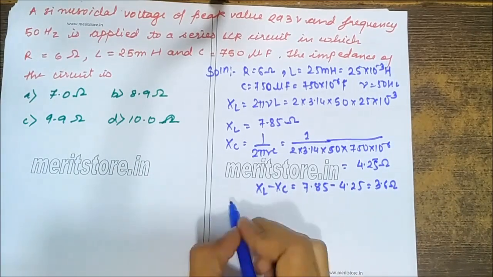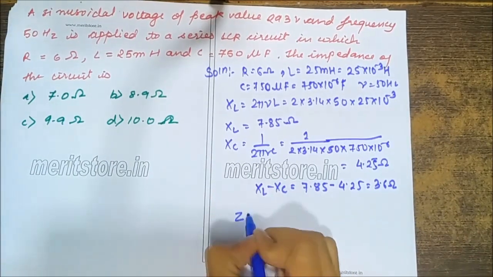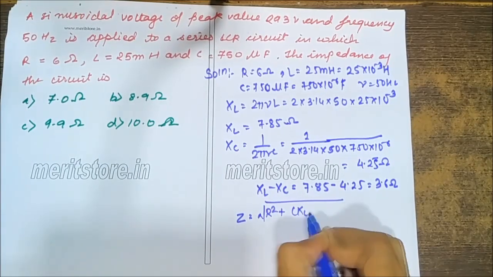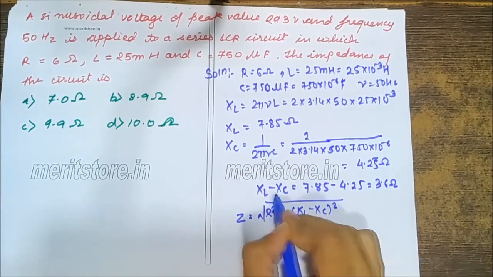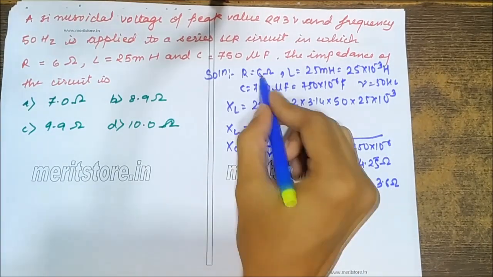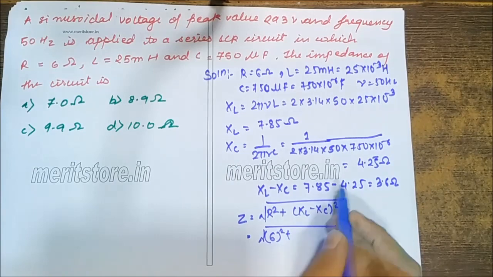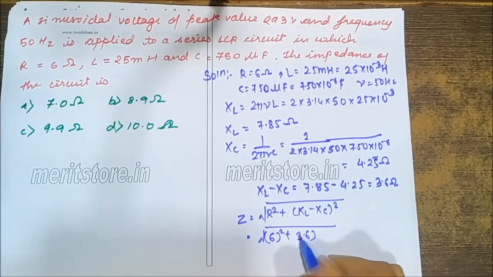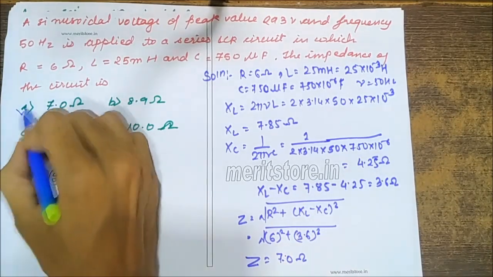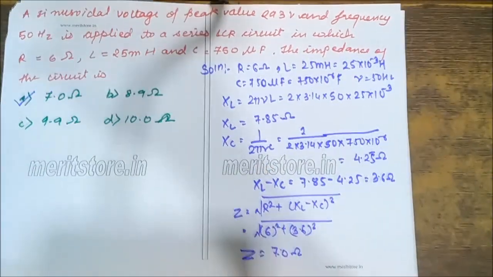Of reactance. So the impedance has the formula Z equals under root R square plus XL minus XC the whole square, and for XL minus XC we already have the answer. So under root, R is given to be 6, square, plus 3.6 the whole square. On solving this, you get the value of 7.0 ohms of impedance. So 7.0 A is the correct option.